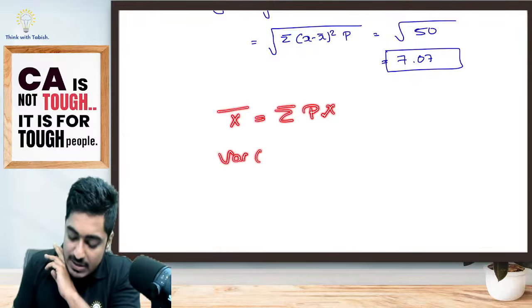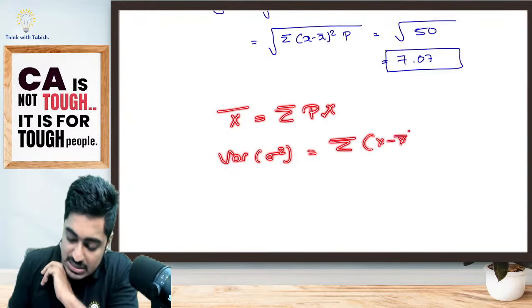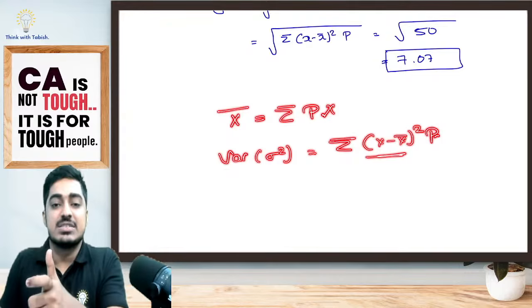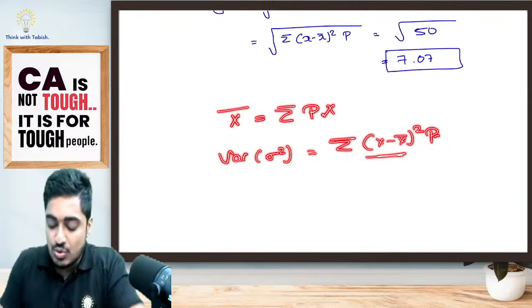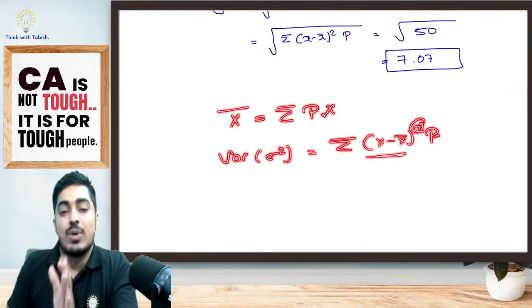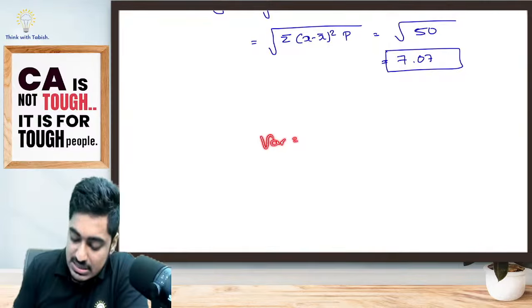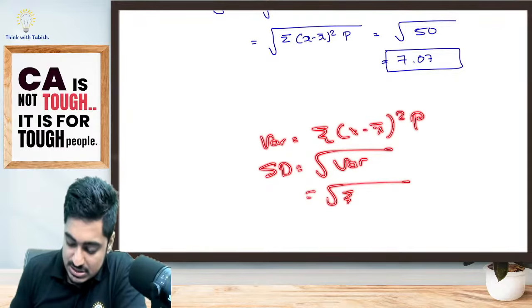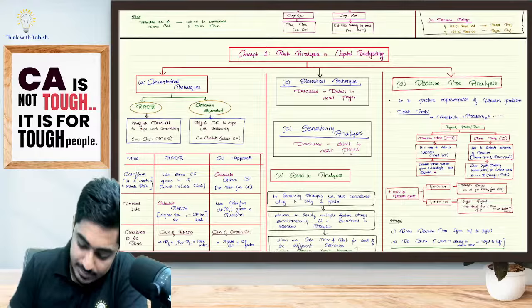Now I want to calculate my variance. It is denoted as sigma square. How do I get it? It is summation x minus x bar whole square into p. I want to know the risk, which is x minus x bar. But if I do x minus x bar, on average it will become 0 only, so I want to eliminate that. So I am squaring it, x minus x bar whole square. Now I want to know how much is expected, so I will multiply by p. Is this clear? This is my variance. Variance is summation x minus x bar whole square into p. Standard deviation is the square root of variance, the square root of summation x minus x bar whole square into p. Is this clear? This is very simple.